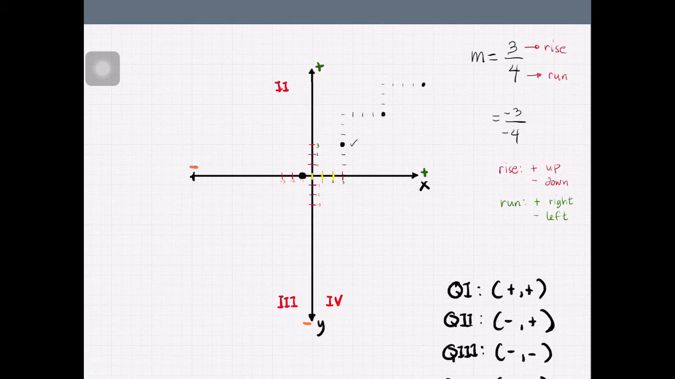So from that 4th point, let's perform this time -3 units for the rise. So that would be 3 units down. And after that, -4 for the run, that is 4 units to the left. So there you go. Now we have graphed a line that has the point (3, 3) and has the slope 3/4.